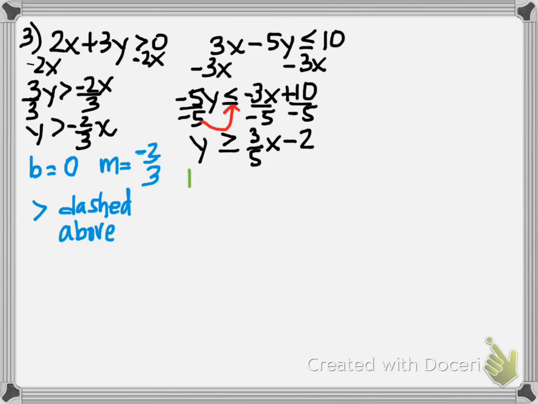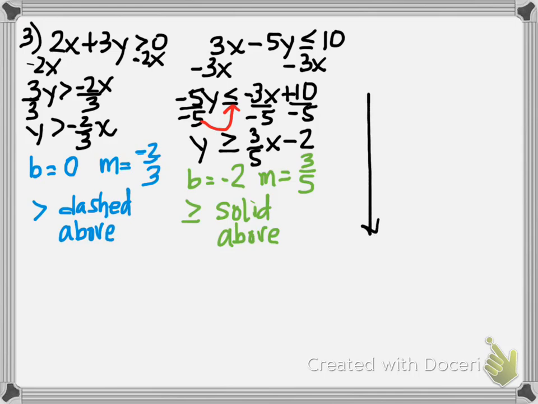So my key pieces of information is my line crosses the y-axis at -2. Its slope is 3/5. Greater than or equal to is solid, and above. Now this is strange. This is the first time we've had both inequalities facing the same direction, so this will be interesting to see how the graph looks for this one.